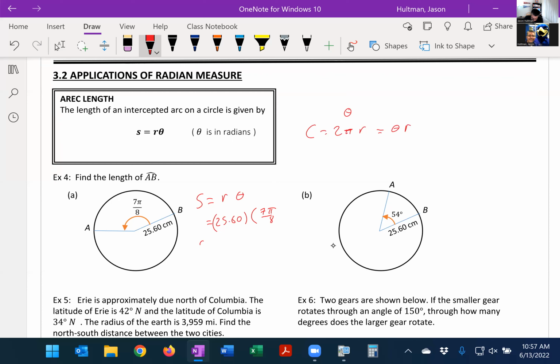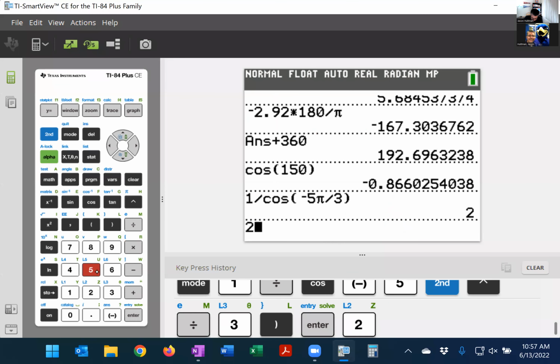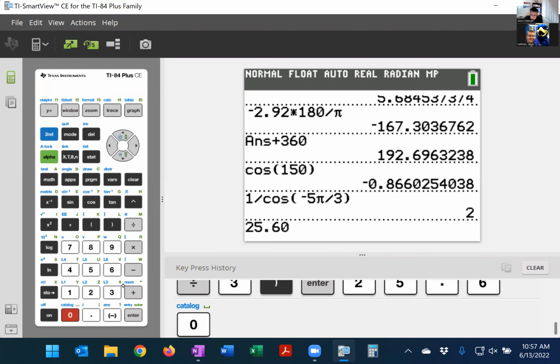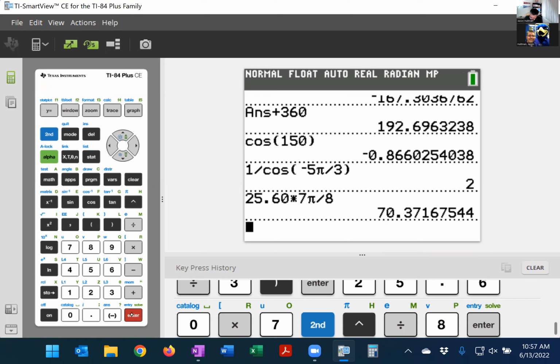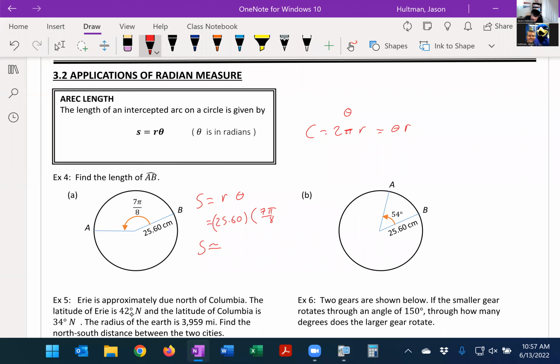And so S is approximately, plugging this into my calculator, 25.60 times 7 pi divided by 8. And I get 70.37, and I believe the units were centimeters. So 70.37 centimeters for my first example there. Okay, let's try the next one here.